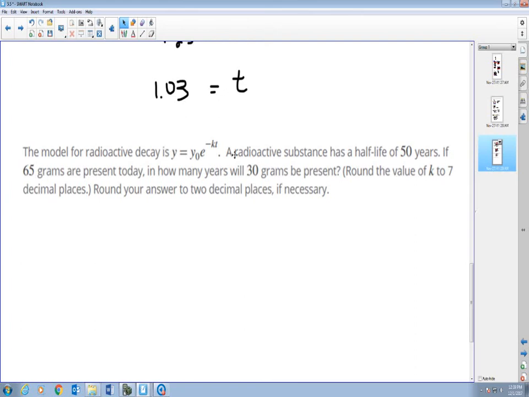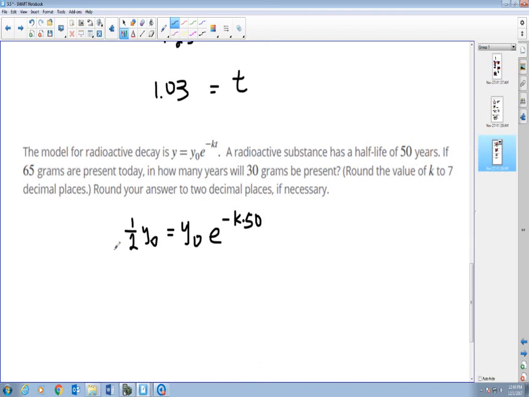So what the problem does not give me is the k. The problem is asking how long it will take to decay to 30 grams, but it does not give me a k. So the first thing we've got to do is find the k. Half-life is 50 years. So that means half of its initial amount is going to equal its initial amount times e to the negative k, k is unknown, times t, which is 50 years.